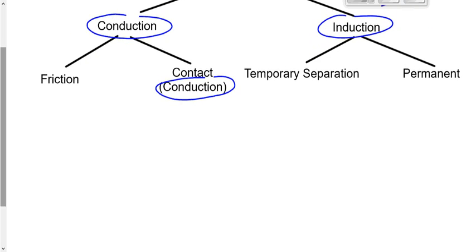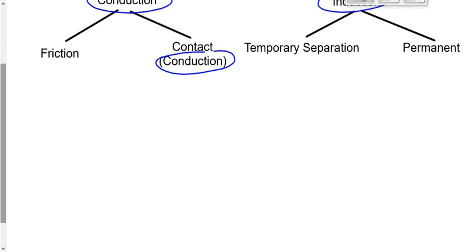With charging by induction, we can induce a temporary separation of charge, or we can make it permanent. Let's draw a couple pictures here, showing first the temporary separation and then how to make it permanent. Here's a neutral object. Okay, 3 positives, 3 negatives. 3 million positives, 3 million negatives. Doesn't matter, equal number of positives and negatives.